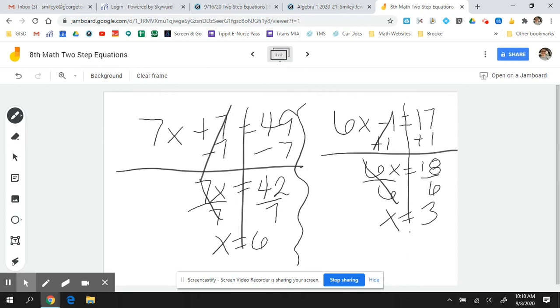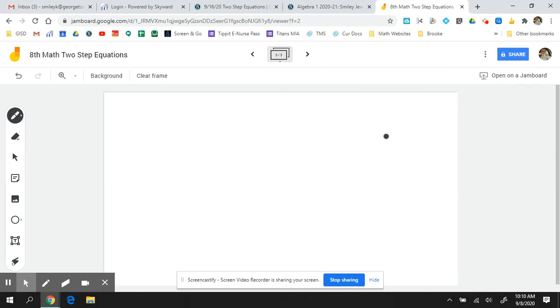If you need to, pause it, and come back. All right, we'll do one more like this. So 5x minus 3 equals 12. I'm going to split it into two sides of this equal sign. I'm going to start with that subtracting 3. So the opposite is to add 3.